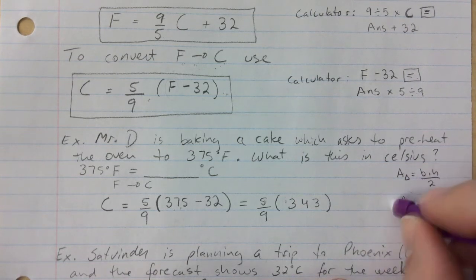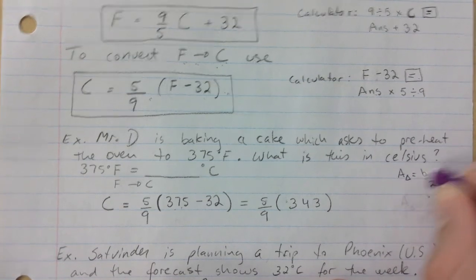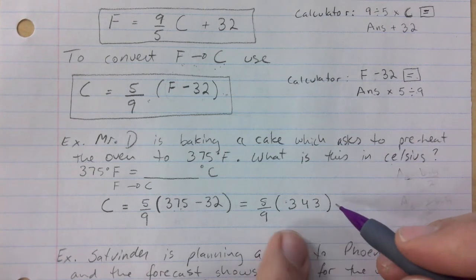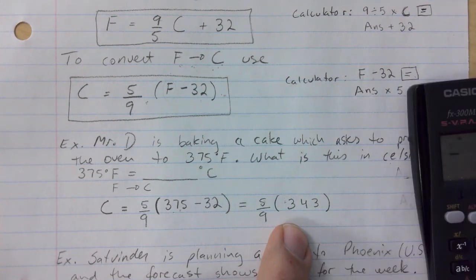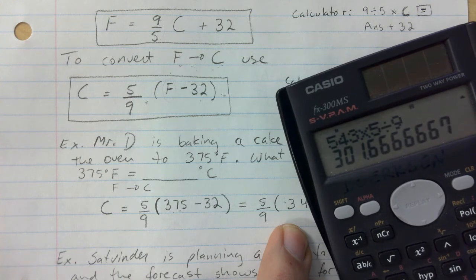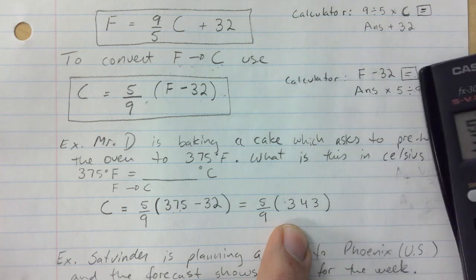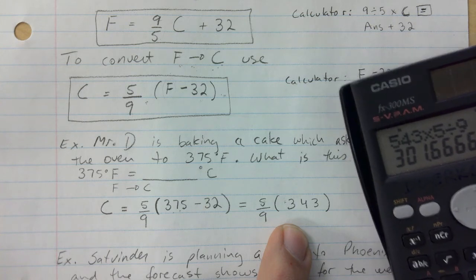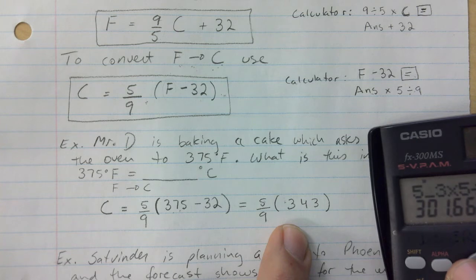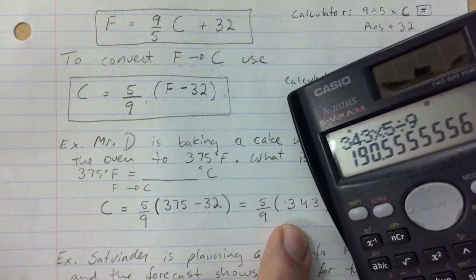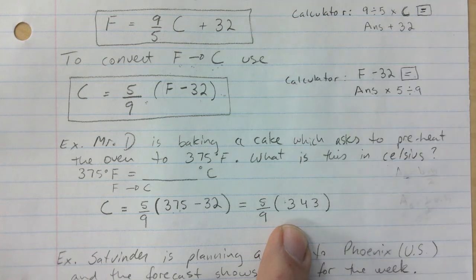So I'm going to erase this because I don't want you to copy this. Just a reminder. Okay, so go 5 times 543, or 543 times 5 divided by 9, just like this. Right, and you hit equal, you get 301.67. Wait a minute. Oh, I did 543, see? That's why it's good to have a calculator with 2 lines. 190.56.